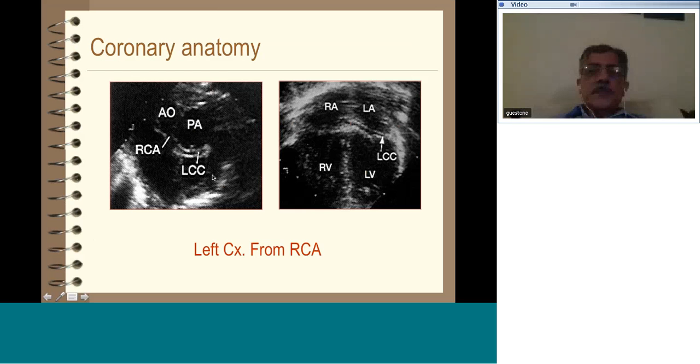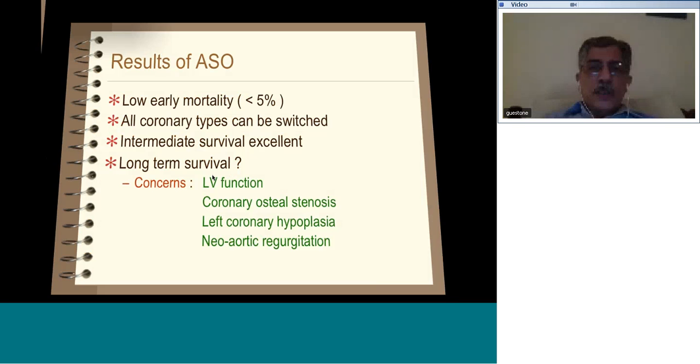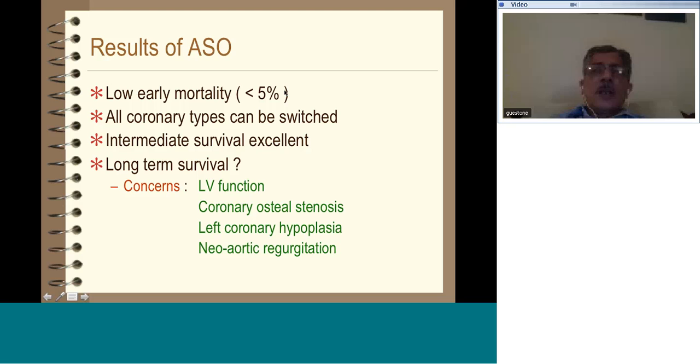And the arterial switch operation is now well established, and most centers would have an extremely low operative mortality. I have written a figure of 5%, which is general, but many good centers have brought down the mortality to less than 1%. All coronary types can be switched in today's age, and patients with intramural coronary arteries can also be effectively switched. So there is no patient who cannot undergo arterial switch operation on the basis of coronary anatomy. The intermediate survival is also excellent. We have survival figures of almost 30 years plus.